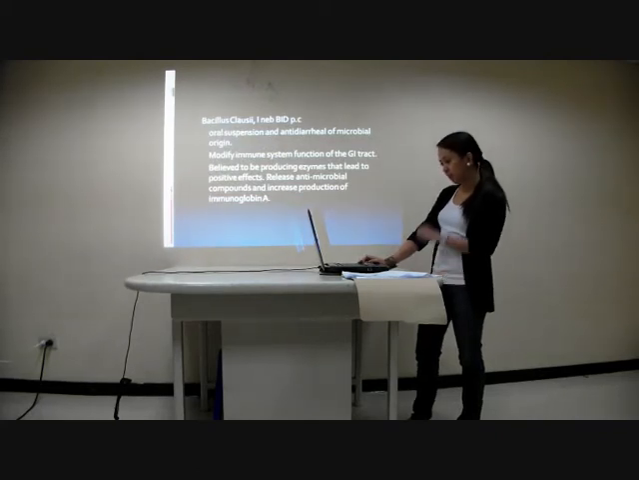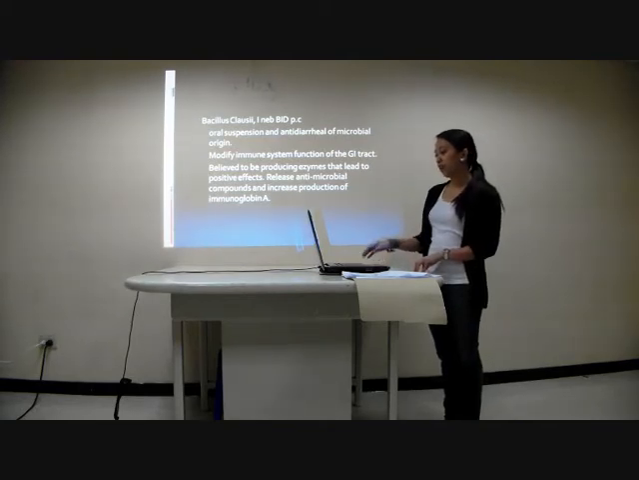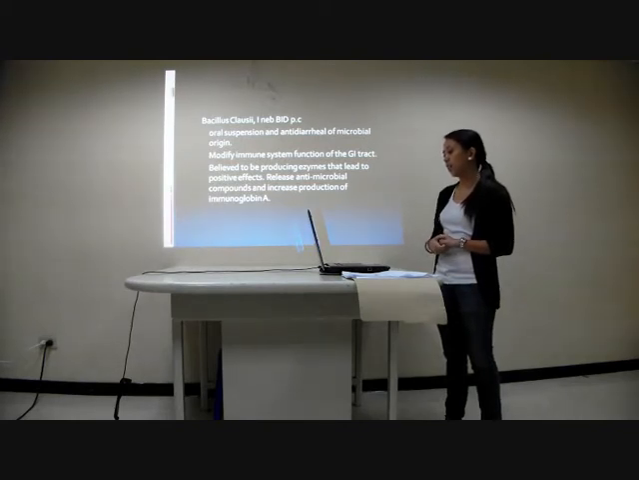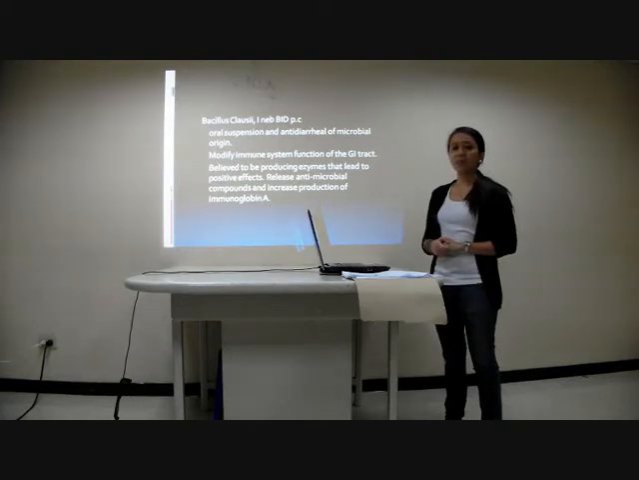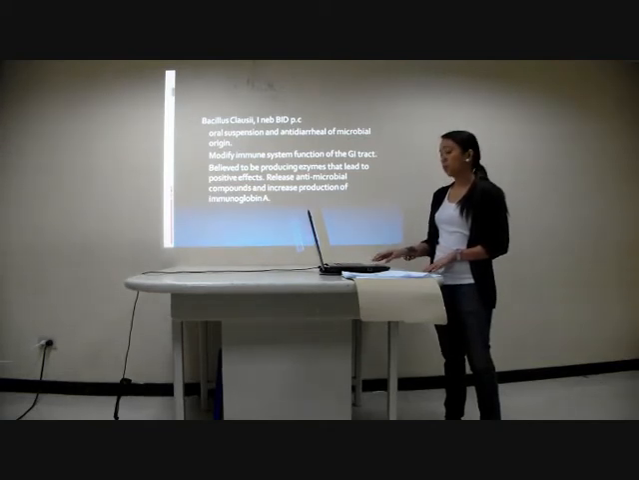Another one is Bacillus clausii, 1 neb, which is given 1 nebule twice a day, after meals. This is an oral suspension and antidiarrheal of microbial origin, which modifies immune system function of the GI tract and is believed to produce enzymes that lead to positive effects, release antimicrobial compounds, and increase production of immunoglobulin. Since the patient is immunocompromised, Bacillus clausii is one of the medications given to him to protect his GI tract.